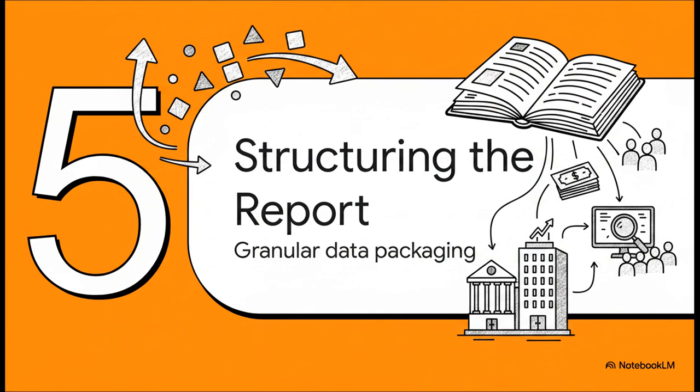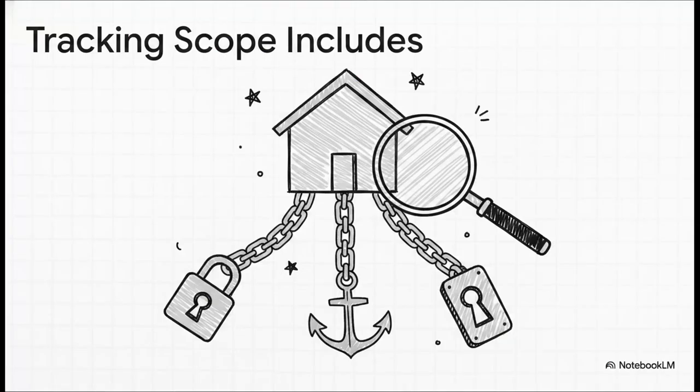Finally, part 5, structuring the final report. Before we look at the final numbers, let's confirm exactly what's included in the scope here. The reporting entity has to provide both the absolute number of loans and their monetary value. And critically, this isn't just about primary mortgages.